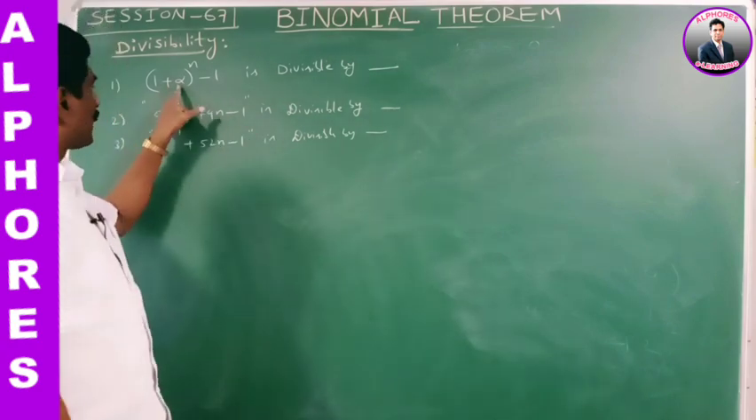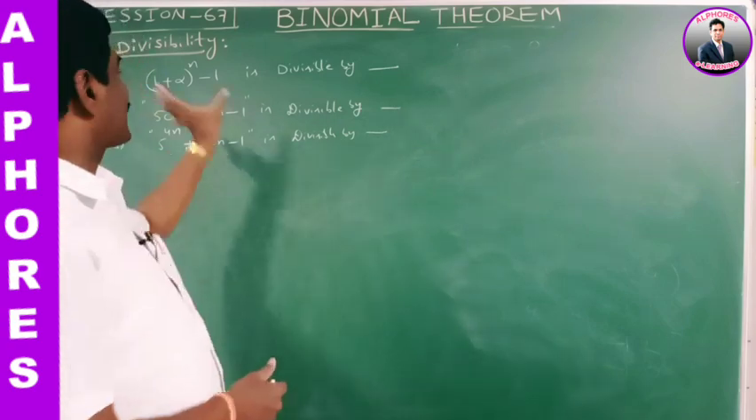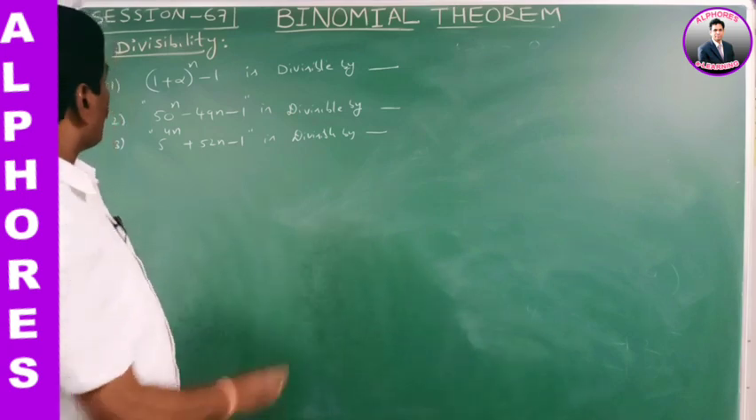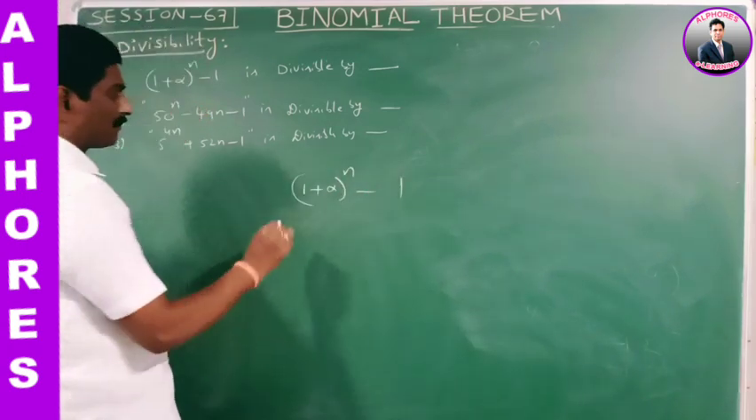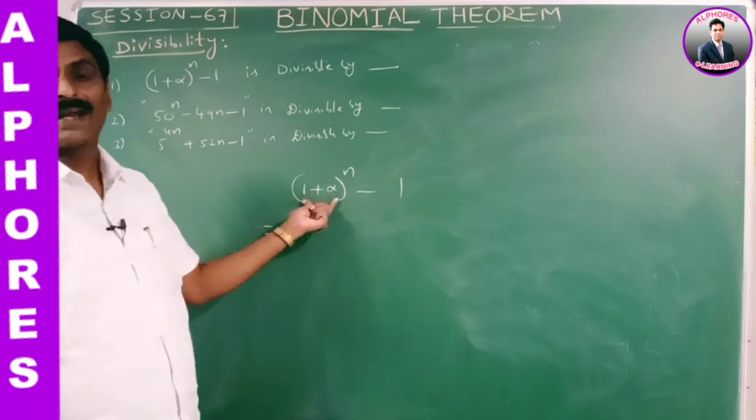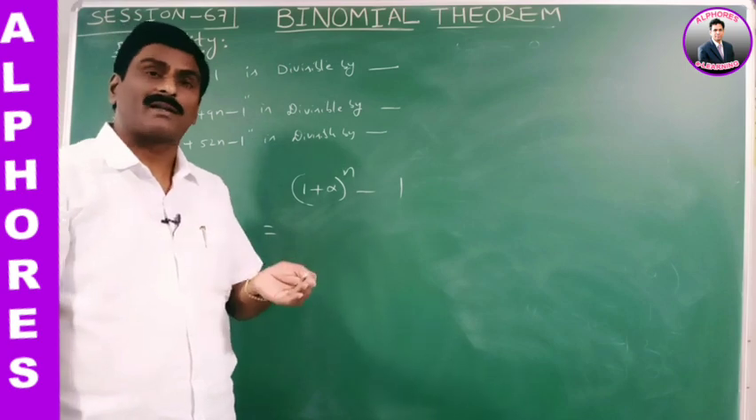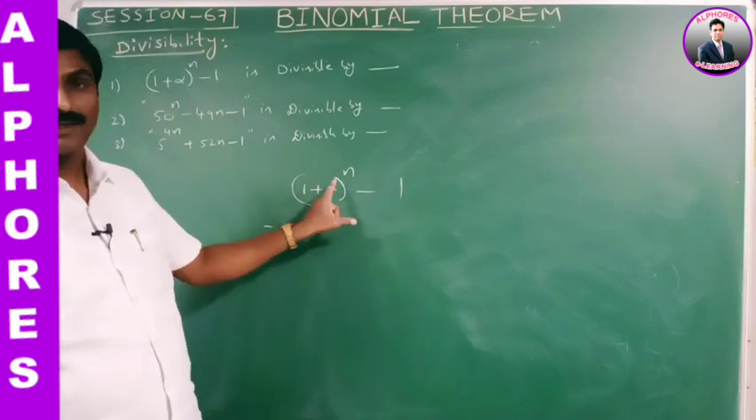(1 + alpha)^n - 1 is divisible by what? That means this number is divisible by which number? Now, (1 + alpha)^n - 1. By using the binomial expansion, we find this value. What is the binomial expansion? (1 + x)^n = C0 + C1x + C2x^2 + and so on. By using that property, we find this expansion.